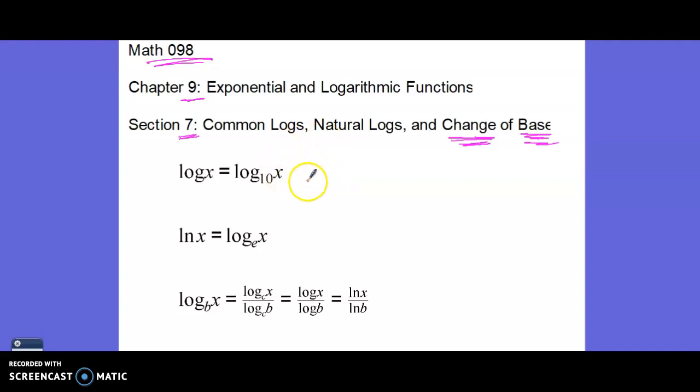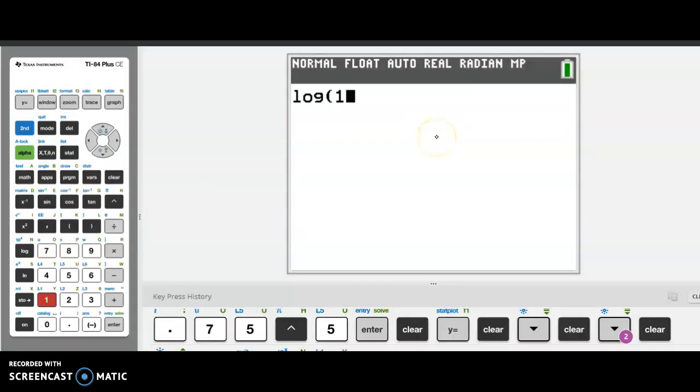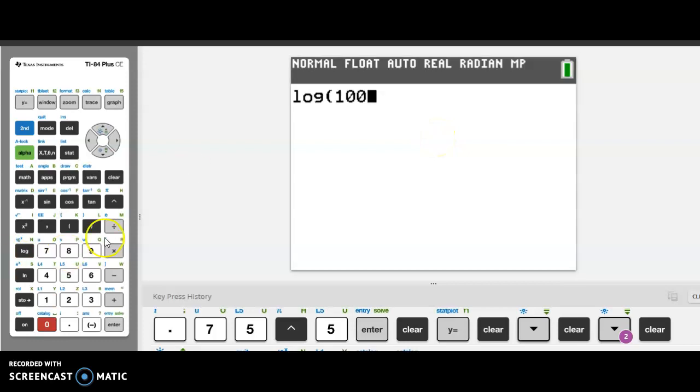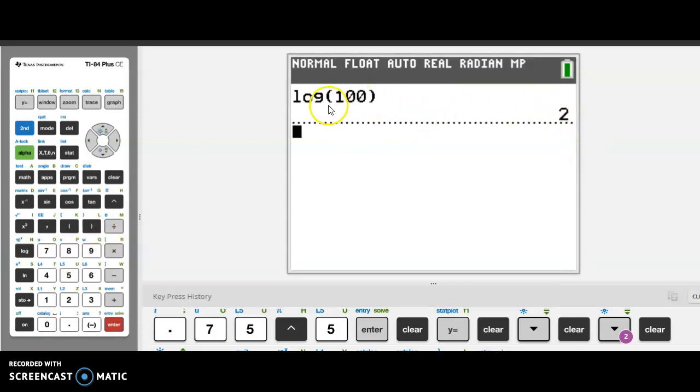So what that means is, let's say I asked you to find log of 100, something like that. Well, then that's saying that you have log base 10 of 100, and I hope you would all be able to figure out that 10 to the second power is what gives you 100. So if I were to go to my calculator and just type in log of 100, you could close the parenthesis or you don't have to. It tells me the answer is 2. Why? Because 10 squared equals 100.